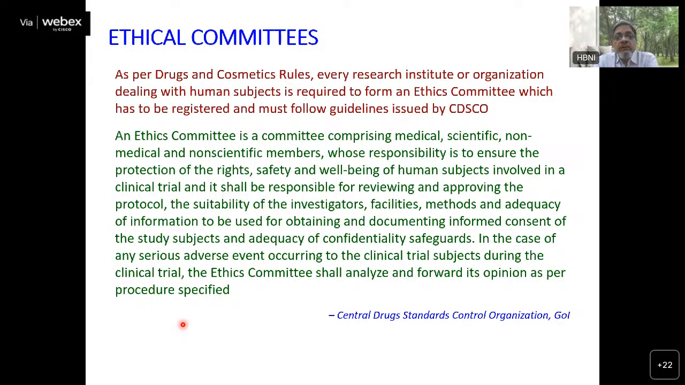And what is the responsibility of this committee? It is to ensure the protection of the rights, safety, and well-being of human subjects involved in a clinical trial. It shall also be responsible for reviewing and approving the protocol, the suitability of the investigators, facilities, methods, and many other such things. Even in our organization, DAE, all the units working with biomedical research topics have an ethics committee. BARC has an ethics committee in this regard.